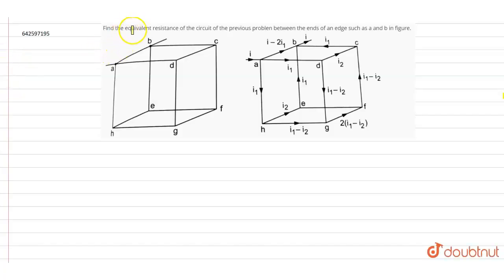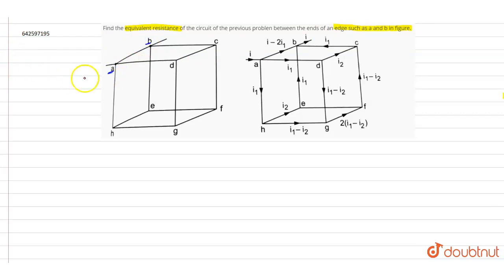Hello everyone, let's start the question. The question says: find the equivalent resistance of the circuit of the previous problem between the ends of an edge such as A and B in the figure. So we need to find the equivalent resistance between these two points, A and B.